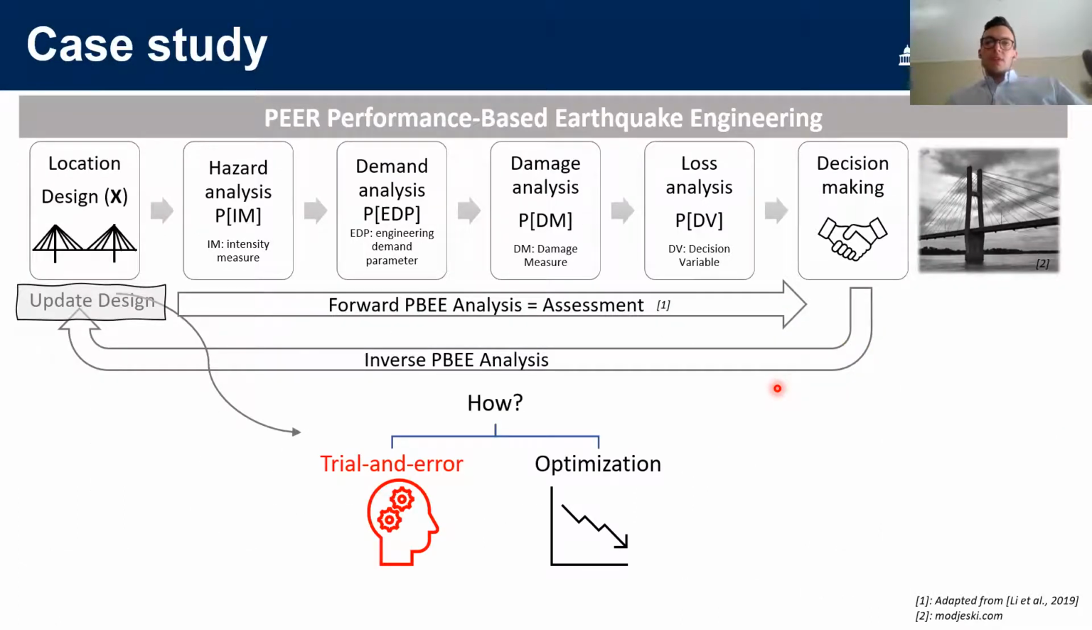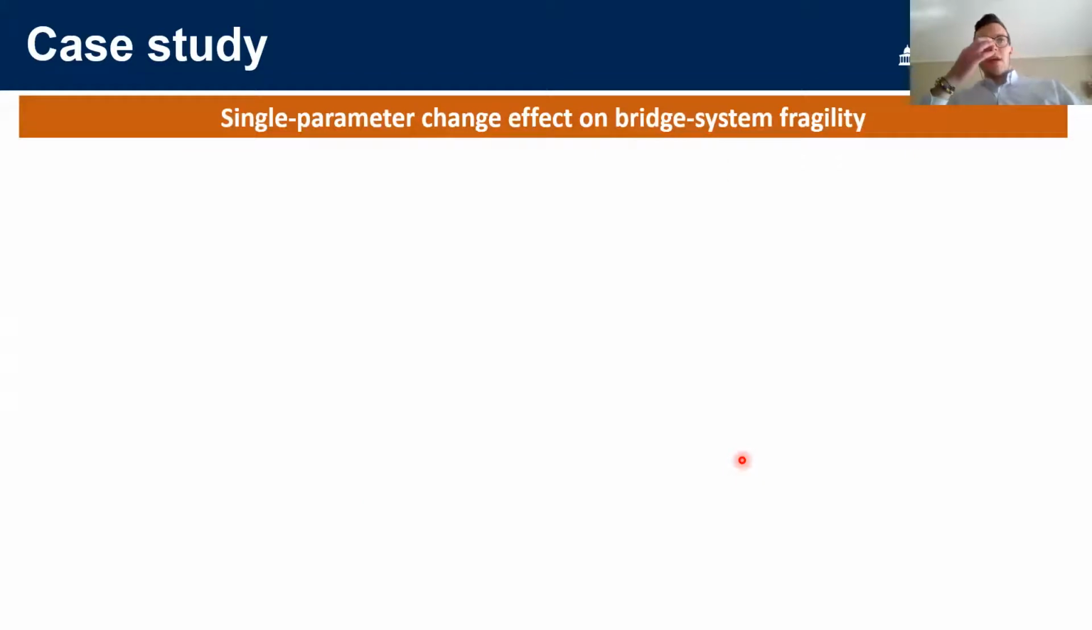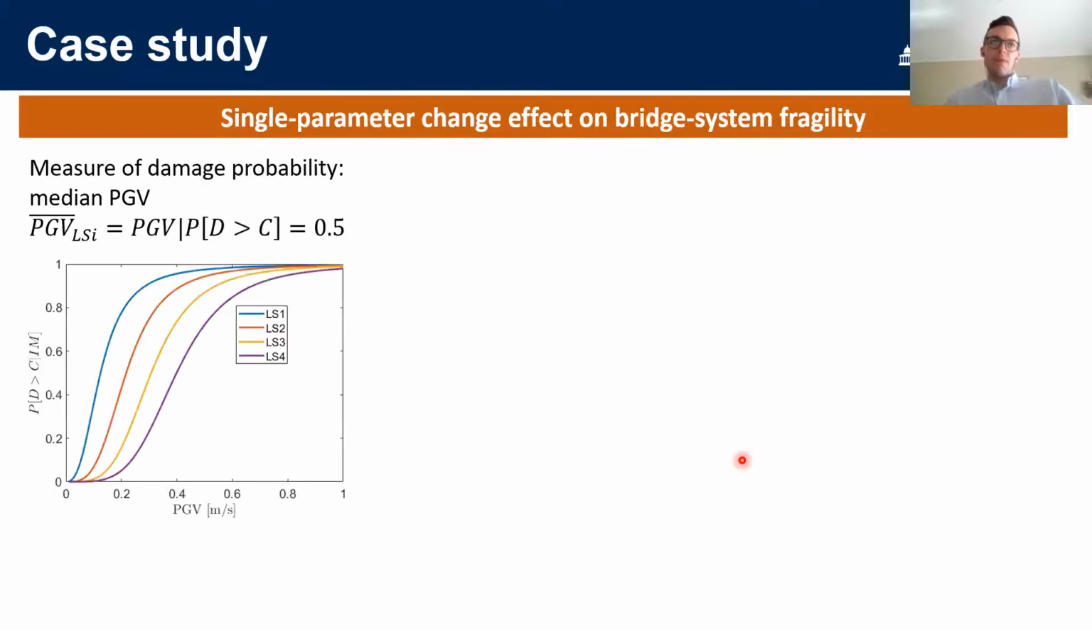Now we are going to discuss how we can use this to help with the performance-based design of cable-stayed bridges. As we discussed earlier, we can do that to support either the trial and error updating approach or the optimization approach. So we start first by observing what we can do for the trial and error. For example, here, I investigated the effect of single parameter change on the system level fragility, which means performing a sensitivity analysis on the effect of each of the parameters we have.